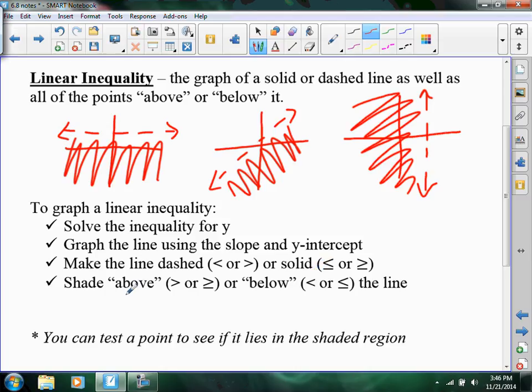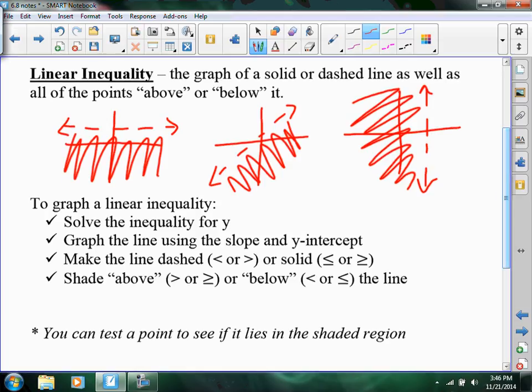And to figure out if we shade above or below, we're going to look at the actual signs. If it's greater than in any way, that represents the above concept. If it's less than in any way, that represents the below concept. And you can always test a point to see if it lies in a shaded region. The shaded region is where you want to be because that's where your solutions are.